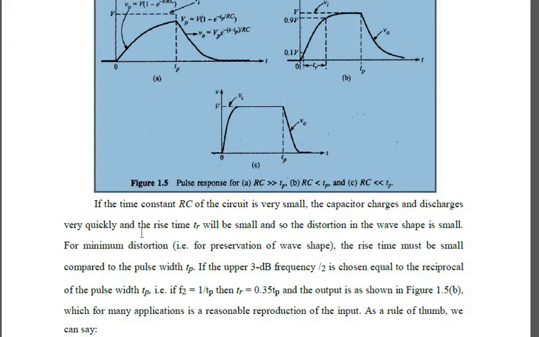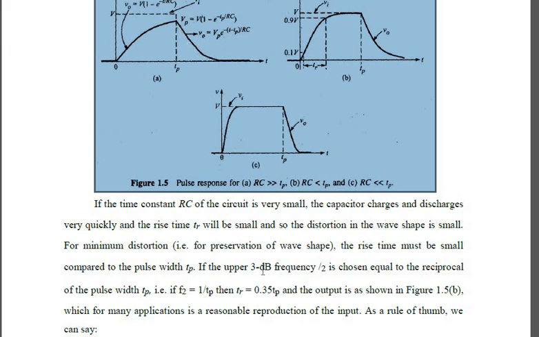For minimum distortion, that is, for the preservation of the wave, if you want to preserve your wave completely, the rise time must be small compared to your pulse width TP. The rise time should be small compared to TP. If it is larger, or equal to it, then you will get some distortion, and the output will extend beyond your pulse width.